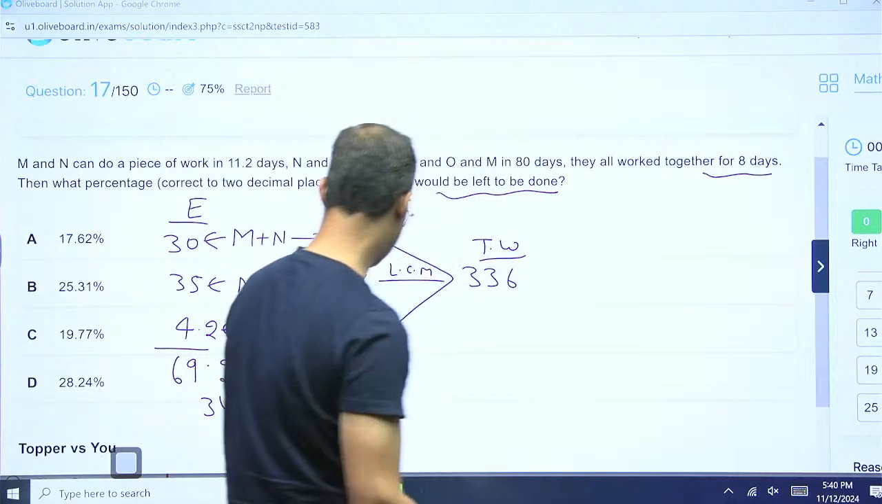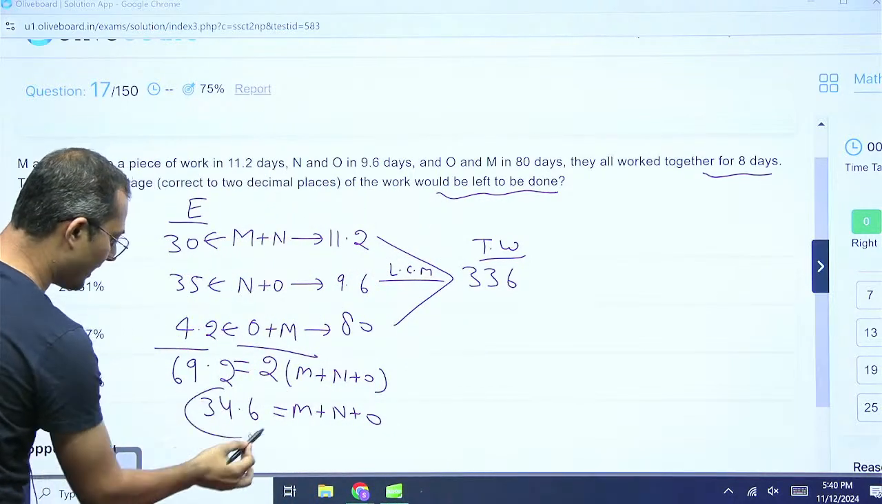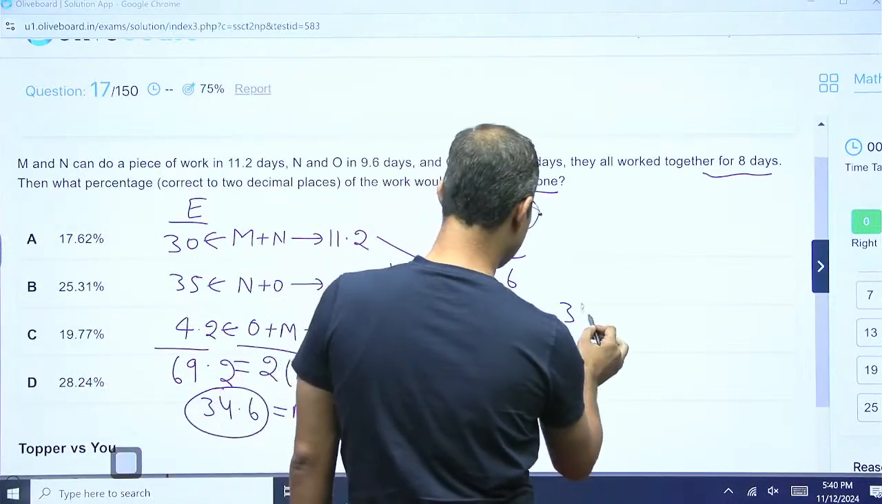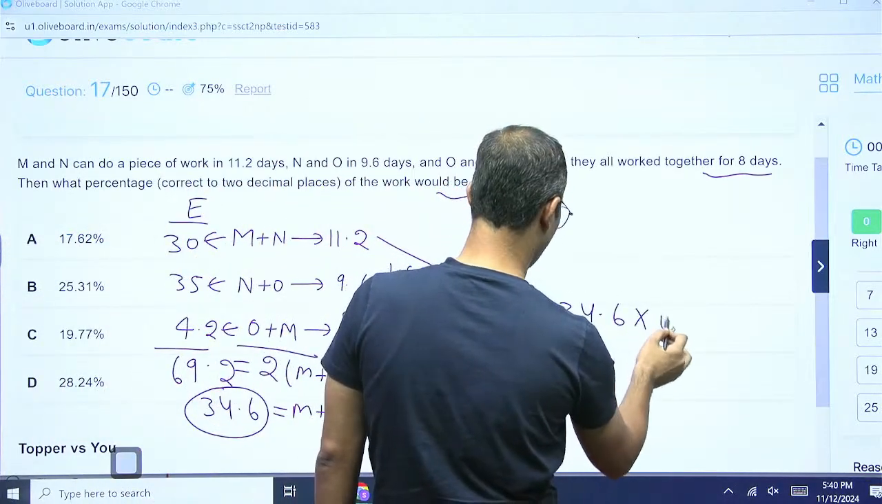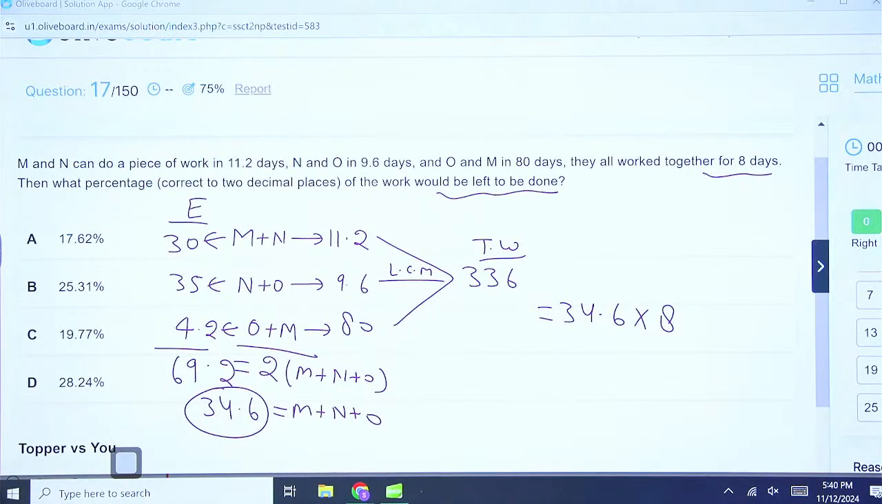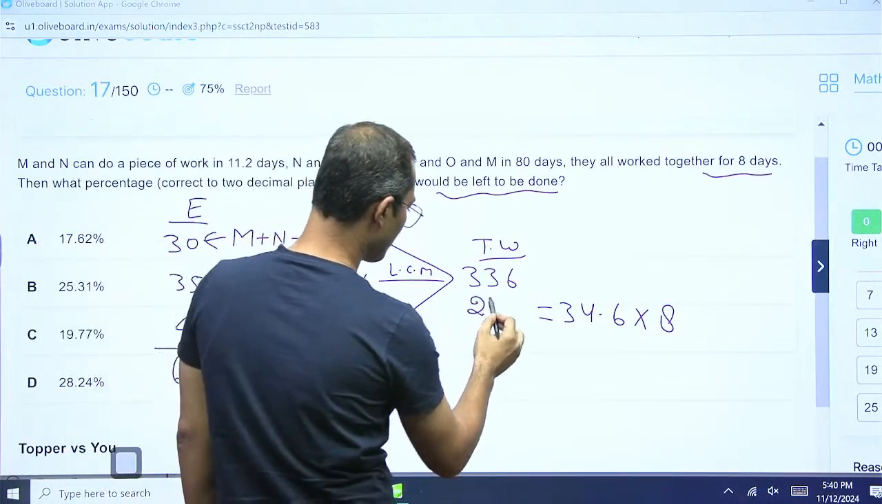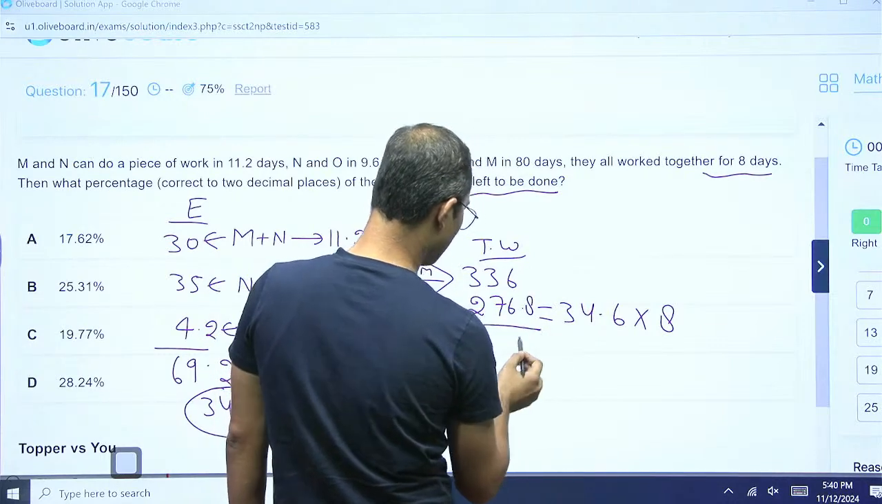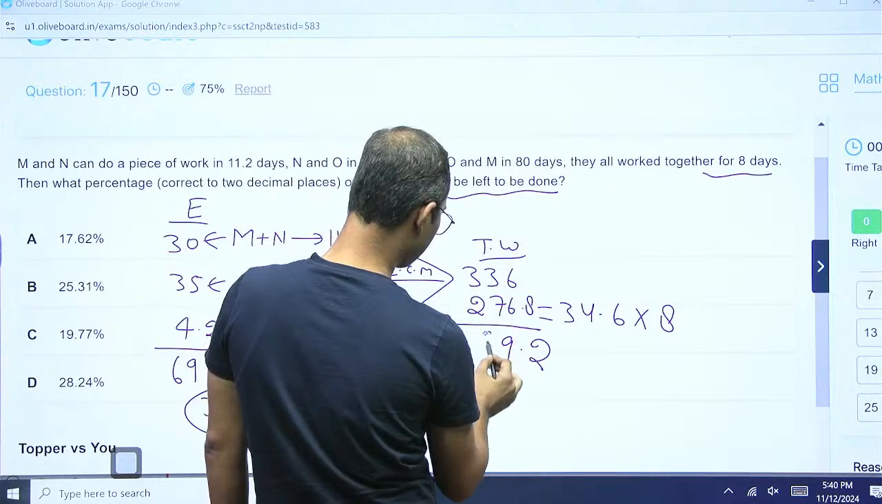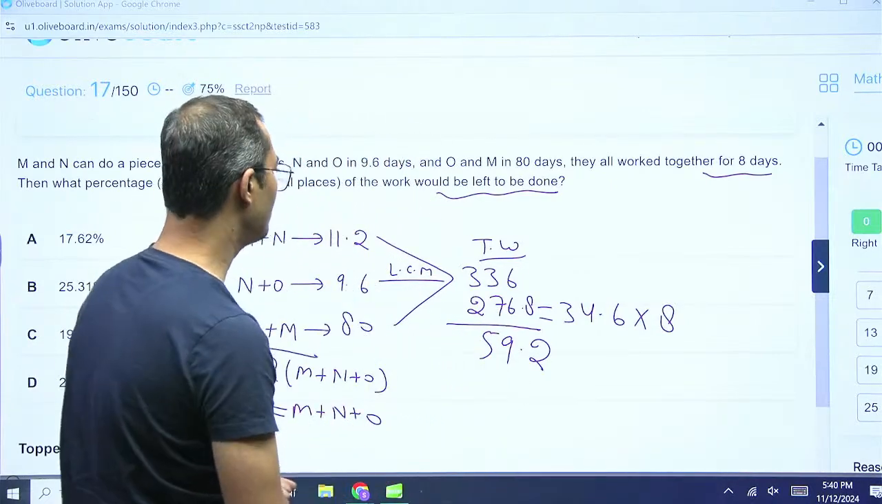Now the question is saying, then what percent of the work would be left if all work for 8 days? See, total all three can complete 34.6 unit of the work in one day, right? If they are going to work for 8 days, it means 34.6 into 8, right? So how much work is going to be done? So we can say that 276.8, right? 276.8. Just subtracting, we will get what? So 59.2 work is left.